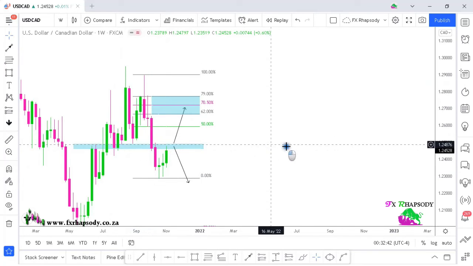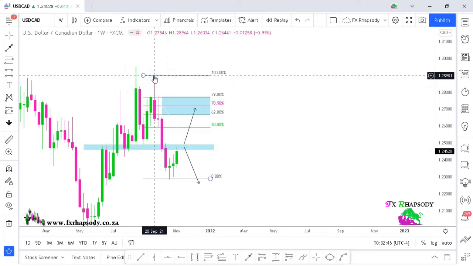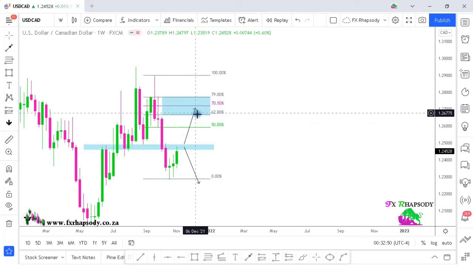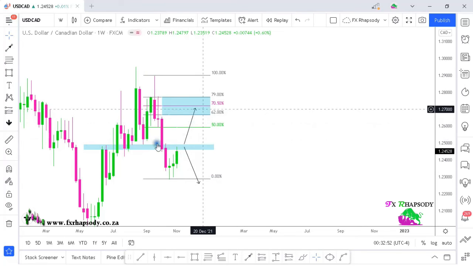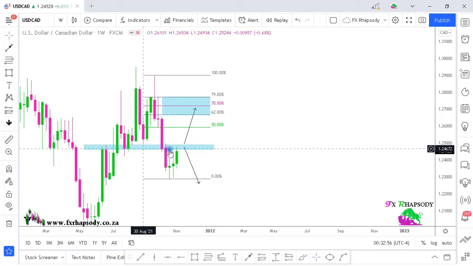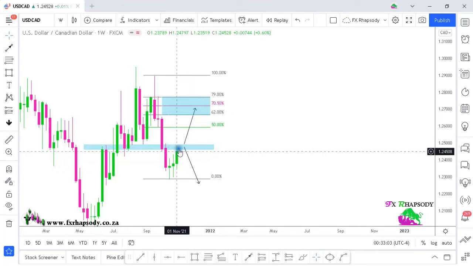Now, because this was a strong area, if you pull your Fibonacci from this high to this low, you obviously want price to come and retrace back to the 62% or 70%. But because this was a key area or a strong area in the market of support and resistance, there is definitely, on a weekly time frame, the possibility of price respecting this area and just from here moving to the downside.